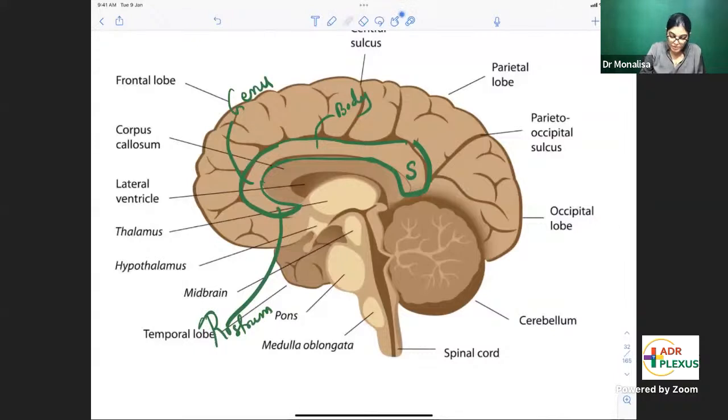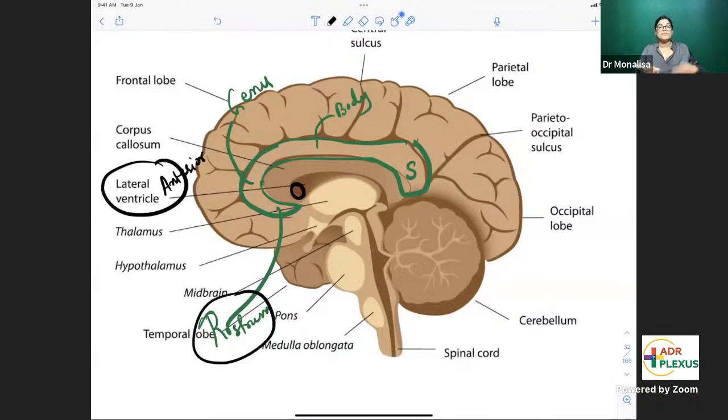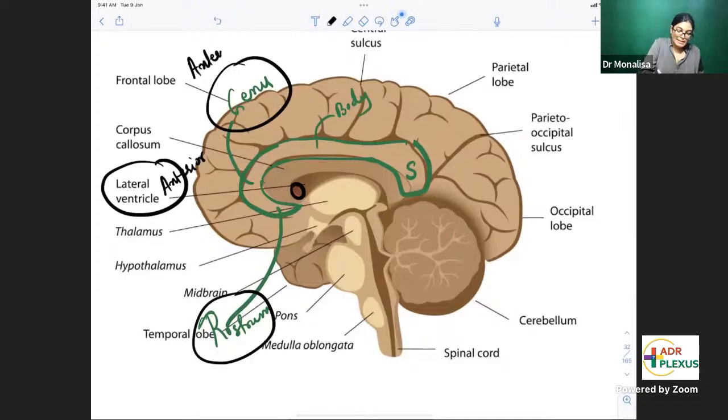Here somewhere we will have the anterior cavity, the lateral ventricle anterior horn. So you can appreciate that the rostrum of the corpus callosum will be lying in the inferior relation, not the G for the genu. G for the genu is lying in the anterior relation, not the inferior relation.